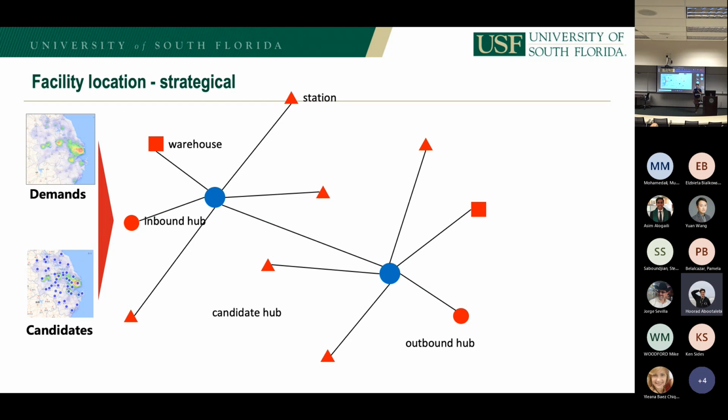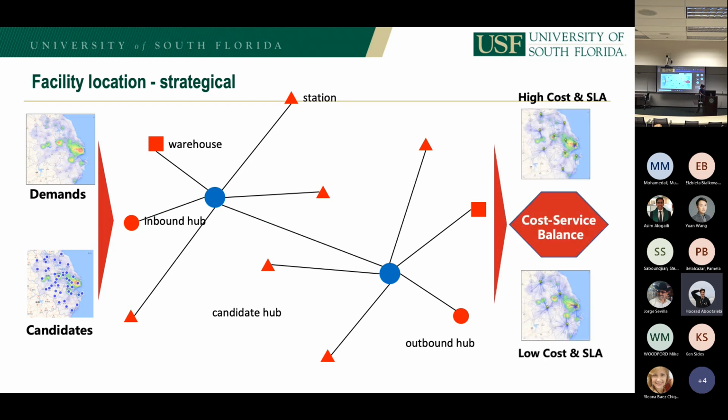For most strategic problems, we are actually trying to find a balance between SLA and cost. What is SLA? Service level agreement. For example, in our case, to maintain the highest SLA we would invest in as many hubs as we can, but this is not cost efficient. We would sacrifice a lot of cost. And if we only invest in one hub, that is the minimal cost, but we would definitely sacrifice our service level agreement. So for most strategic problems, it's about finding the cost and service balance.